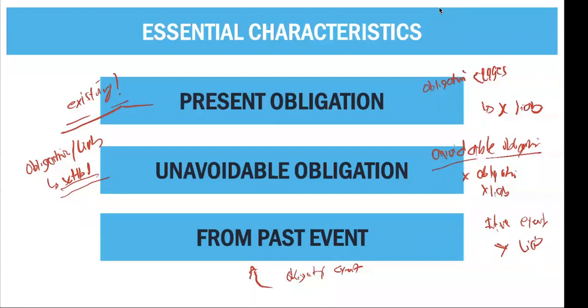And lastly, it must be from a past event, meaning a completed event or obligating event, which now creates your liability. The obligating event precedes your liability. Okay? Obligating event precedes your liability. It is not liability first before obligating event. So there must be first a past event which creates your liability.